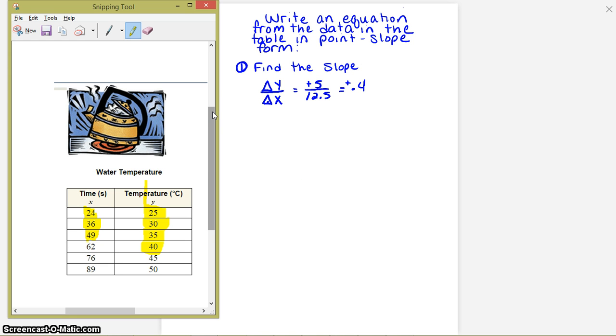So, point slope form, I have the slope and I have a point. I can pick any point I want from my table, but I will pick 24 and 25 because those are the smallest numbers. So my x is 24, my y is 25.